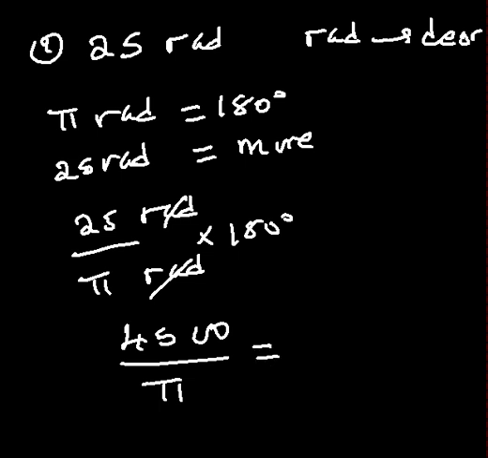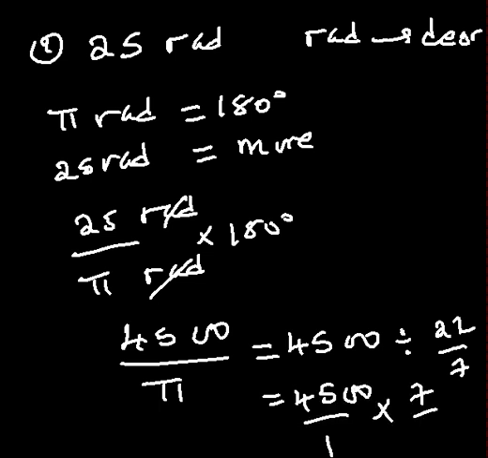So what is the value of pi? That is given as 22 over 7. So 4,500 divided by 22 over 7 is 4,500 times 7 over 22, which will be about 1,431.8 degrees. So that's how it will be, to 1 decimal place.